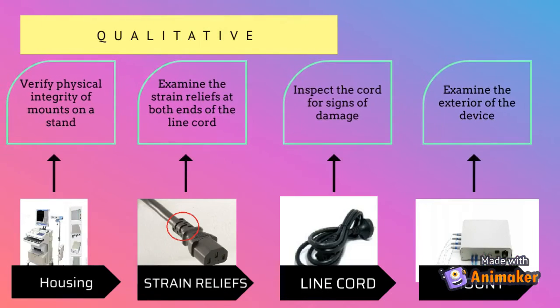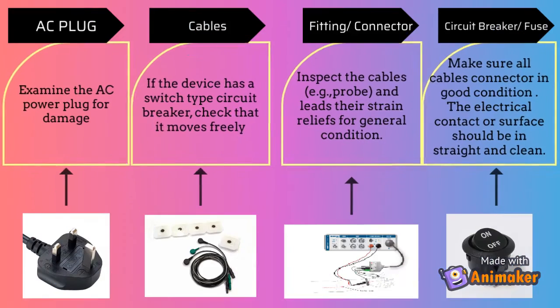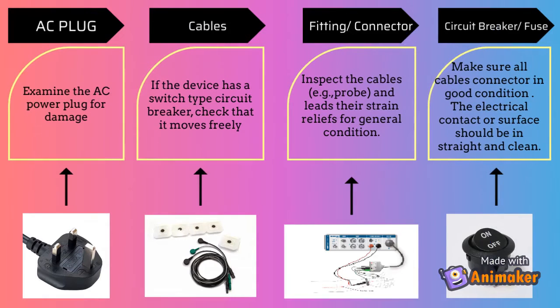Maintenance and performance, qualitative. 1. Housing: verify physical integrity of mounts on a stand. 2. Strain reliefs: examine the strain reliefs at both ends of the line cord. 3. Line cord: inspect the cord for signs of damage. 4. Mount: examine the exterior of the device. 5. AC plug: examine the AC power plug for damage.